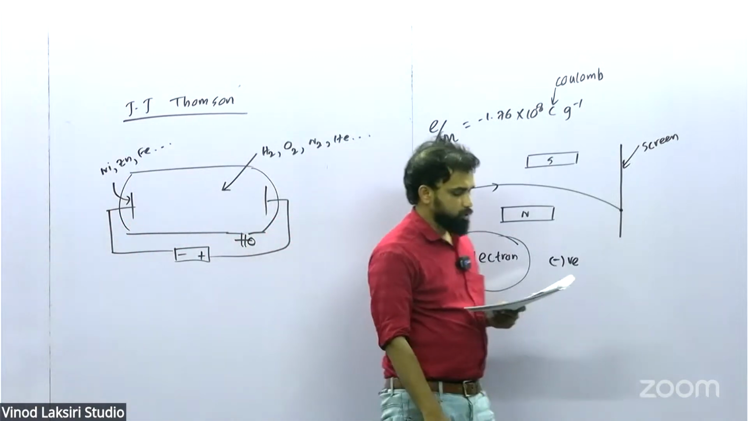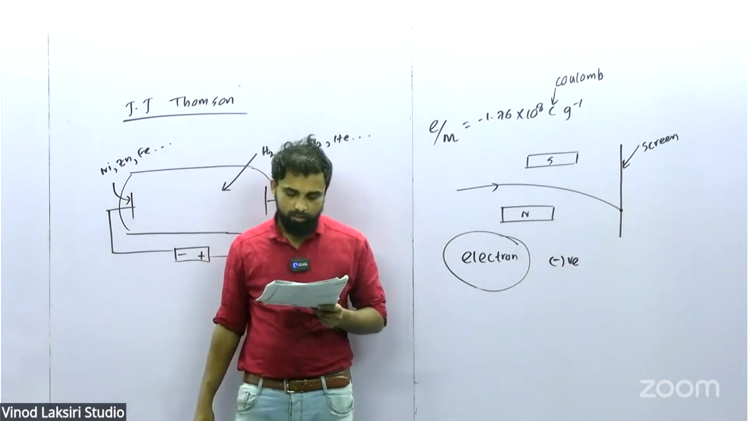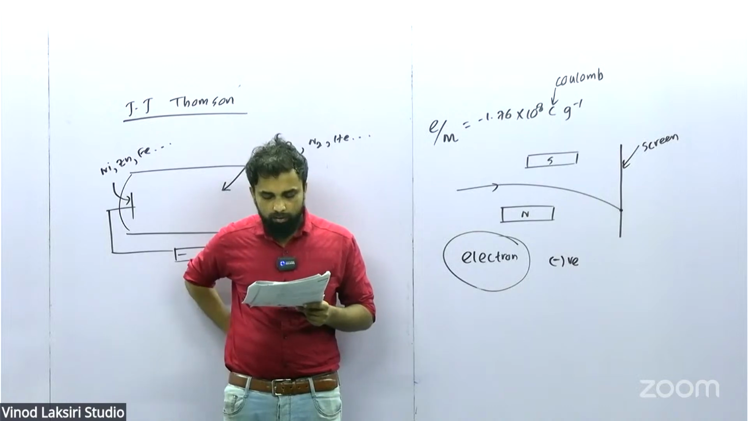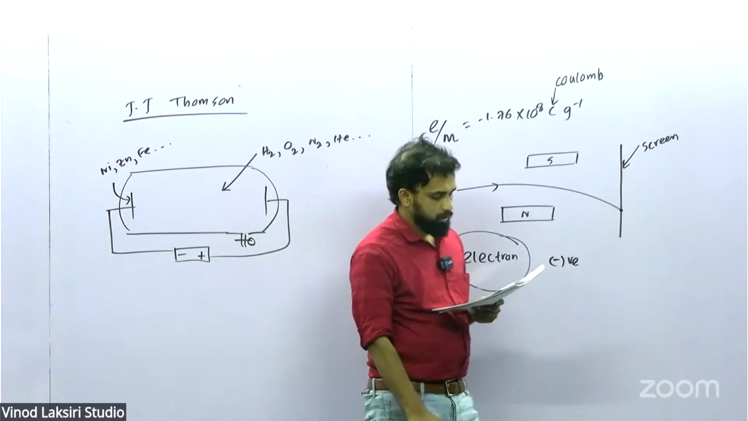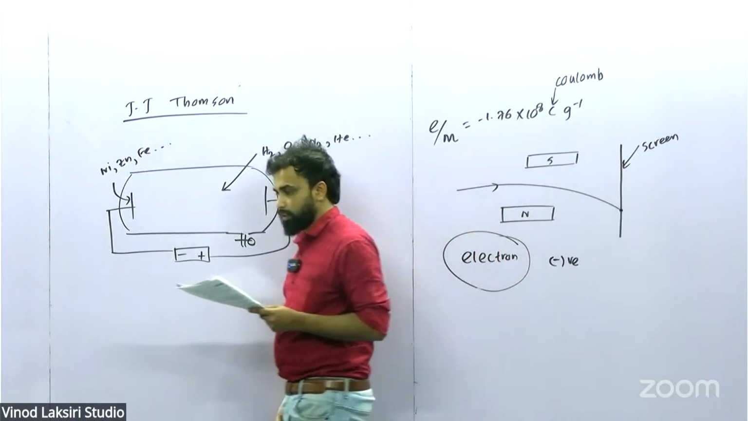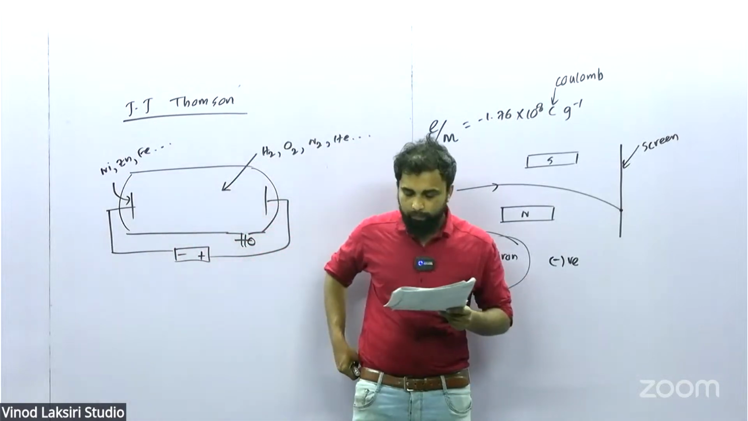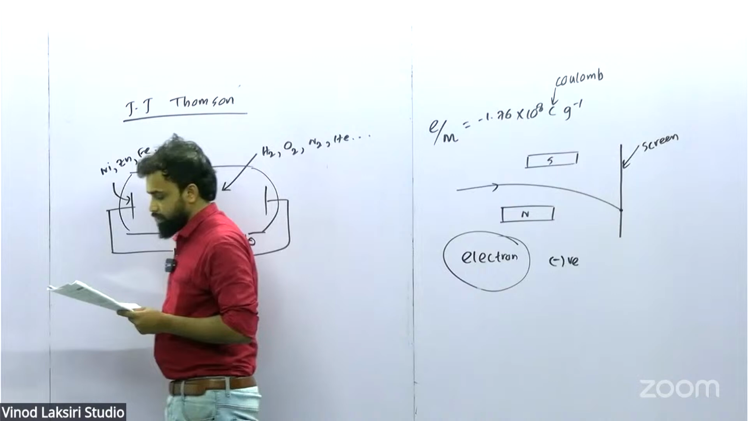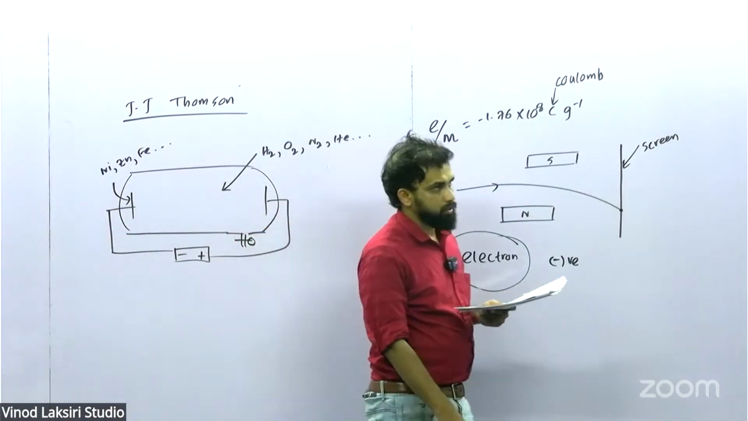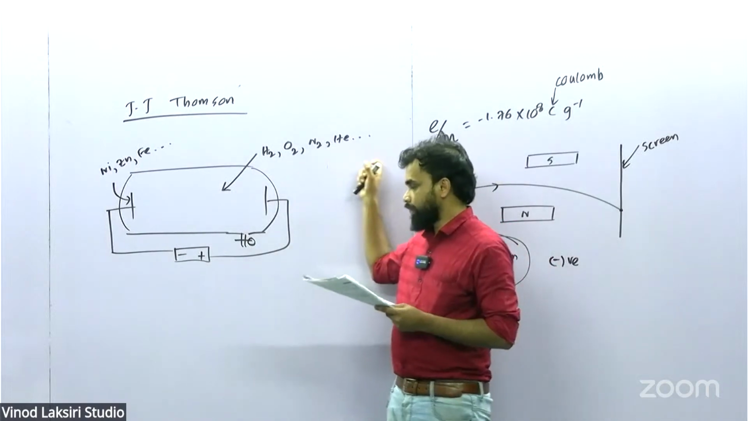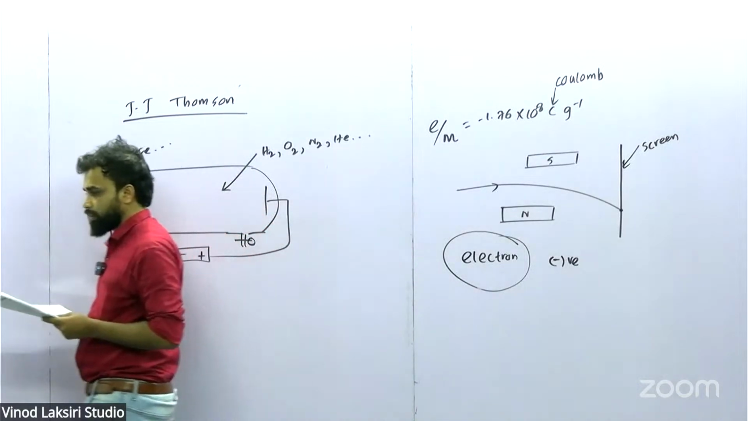Then he concluded that the cathode ray particle should be common to each element. That is why the same E divided by M is given in each situation.